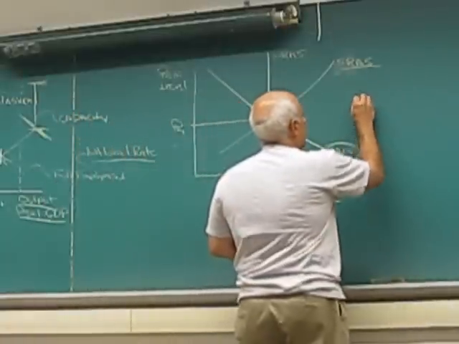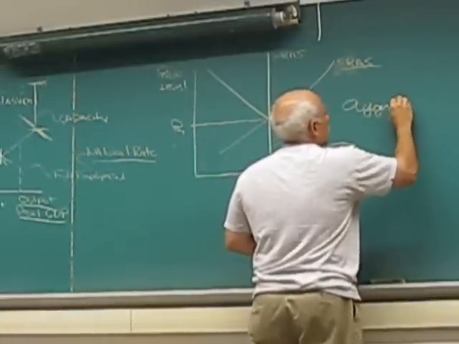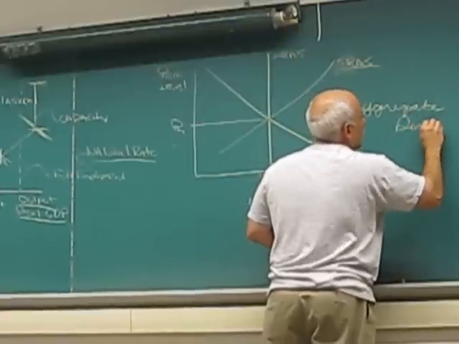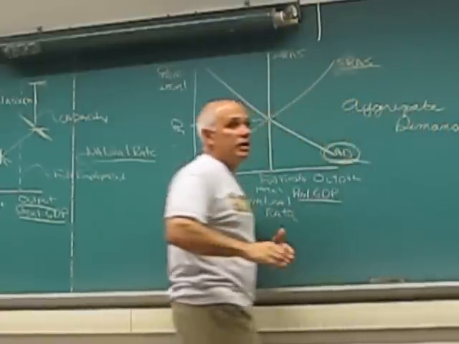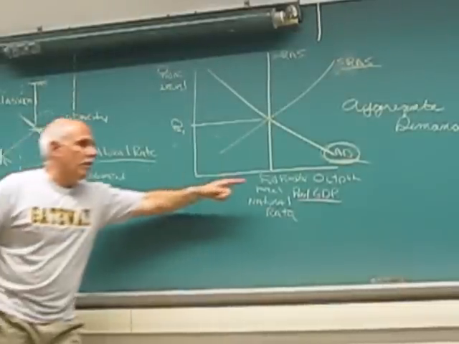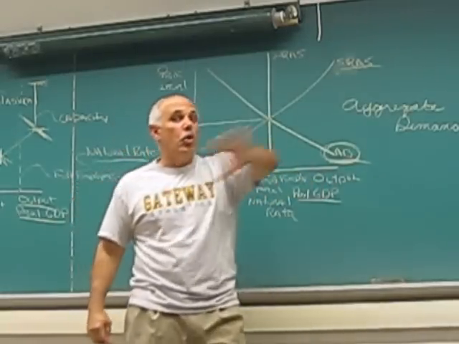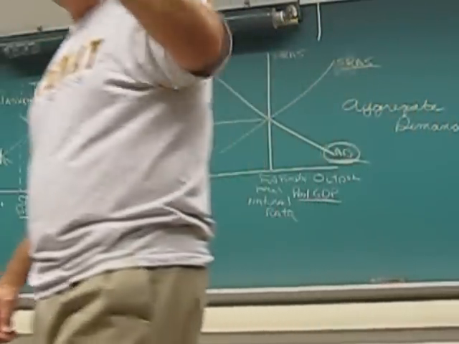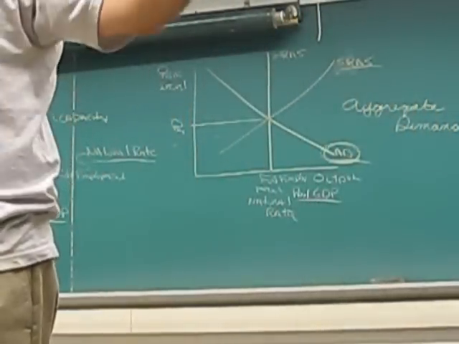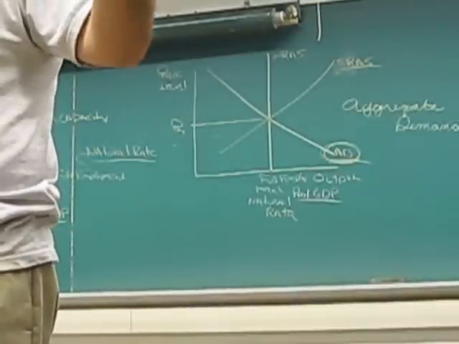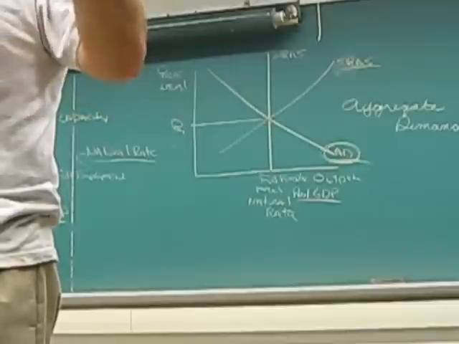Now, aggregate demand is the total sum demand by all buyers, potential buyers of goods and services for the output. So aggregate demand is the total demand. Now we spent a lot of time talking about that. We said, all right, aggregate demand is the total demand for all goods and services by all potential purchasers of goods and services in the economy.